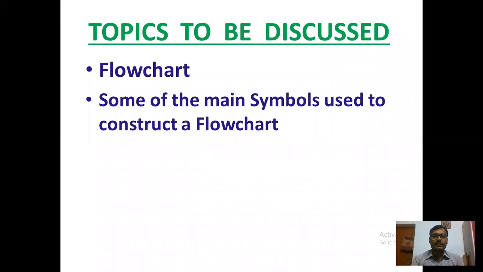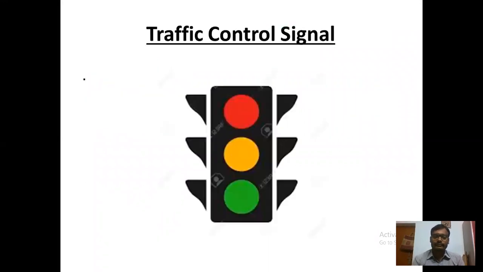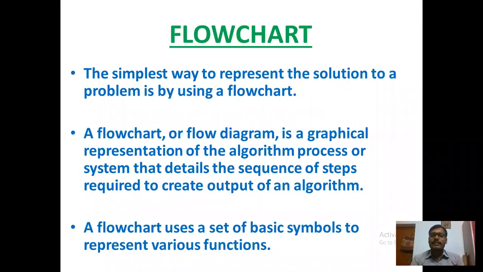So flowchart. What is a flowchart? The simplest way to represent the solution of a problem is by using a flowchart. You can say it is the graphical representation of the algorithm, process or system that details the sequence of steps required to create output of an algorithm.